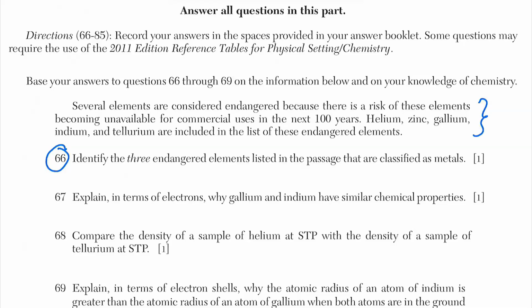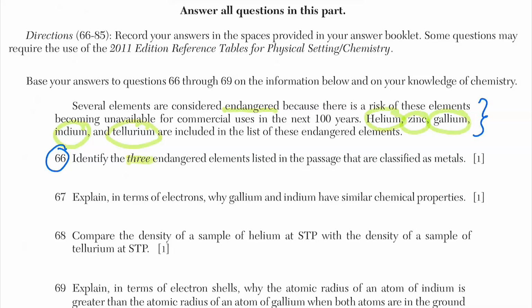So they say several elements are endangered because there's a risk these elements become unavailable for commercial uses in the next 100 years. And that would be helium, zinc, and gallium, indium, and tellurium. All right, so that's the little blurb. So identify 3 endangered elements. So you make sure you definitely have your 3 there.